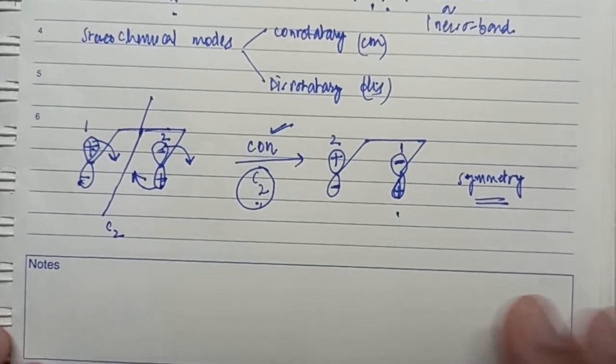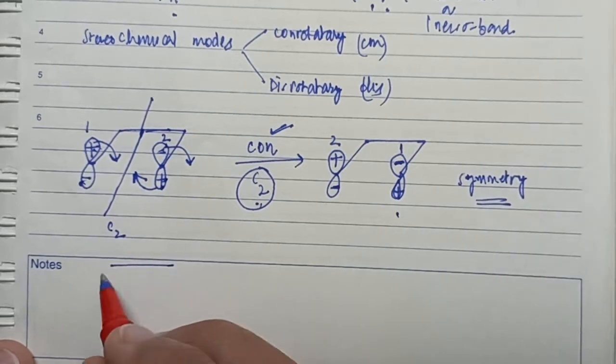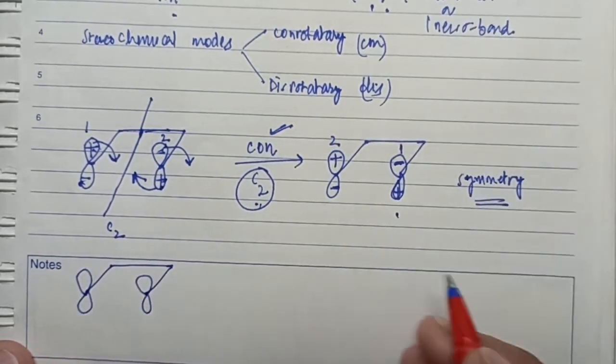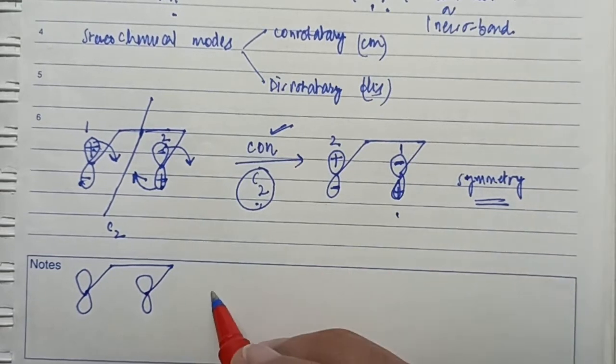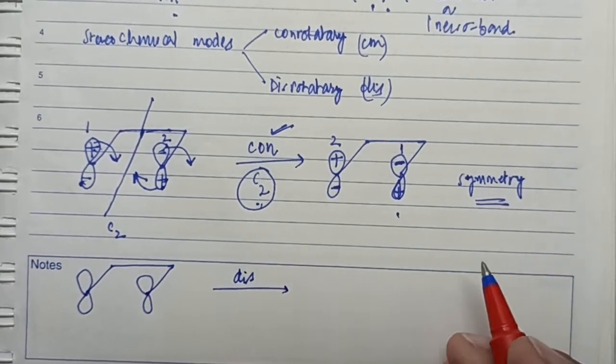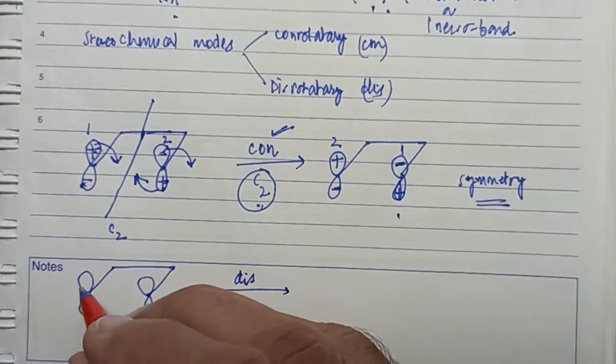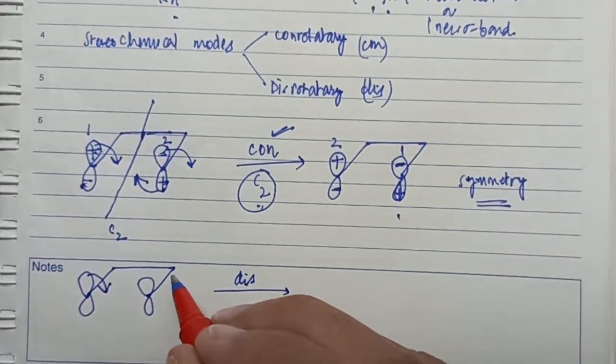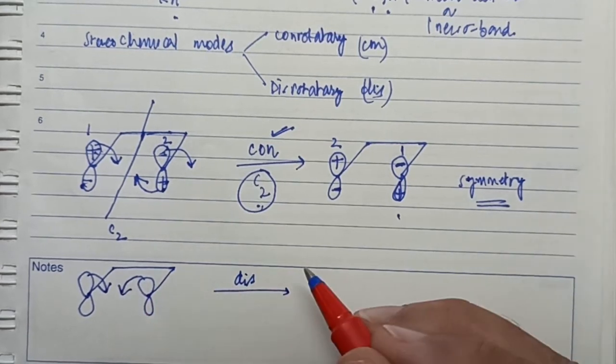Similarly, if we talk about the disrotatory process. Now, in the disrotatory process, again taking the similar example of cyclobutene or butadiene interconversion, let's say I'm choosing a disrotatory process. Now, for the disrotatory process, both lobes are moving in opposite directions. If this lobe is moving in, let's say, clockwise direction, this lobe has to move in an anti-clockwise direction.